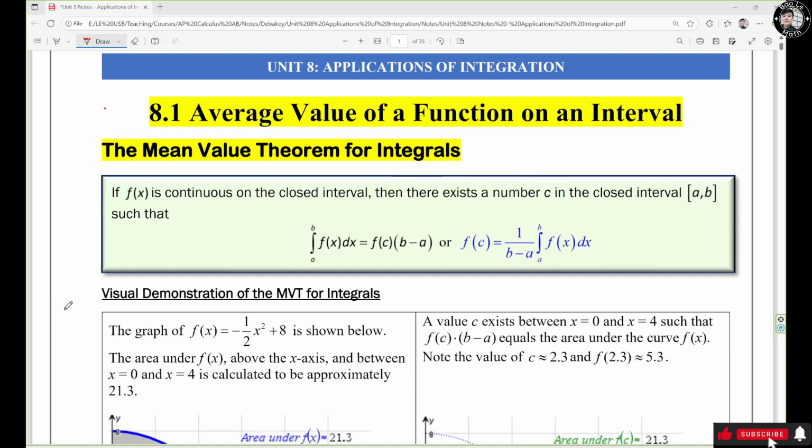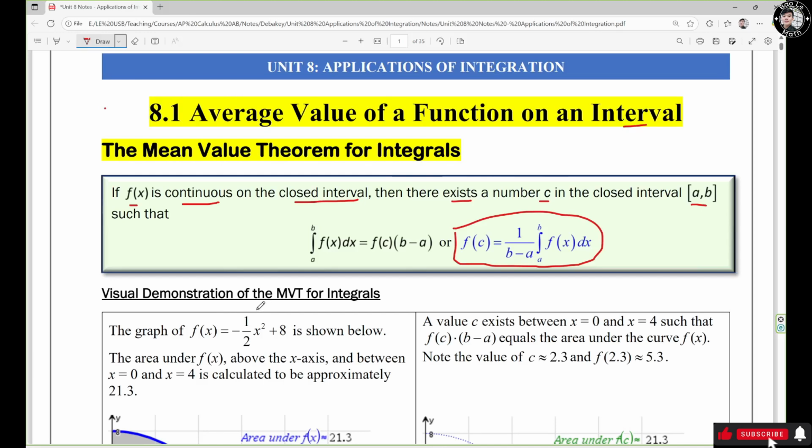Hello everyone, in this video we're going to explore topic 8.1, average value of a function on an interval. Now, the mean value theorem for integrals. If the function f(s) is continuous on the closed interval [a, b], then there exists a number c in the closed interval [a, b] such that the integral from a to b of f(s) ds equals f of c times (b minus a). Now, if you divide both sides by b minus a, you're going to get this one right here.